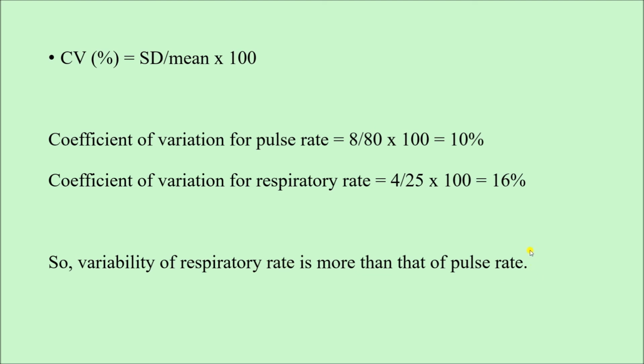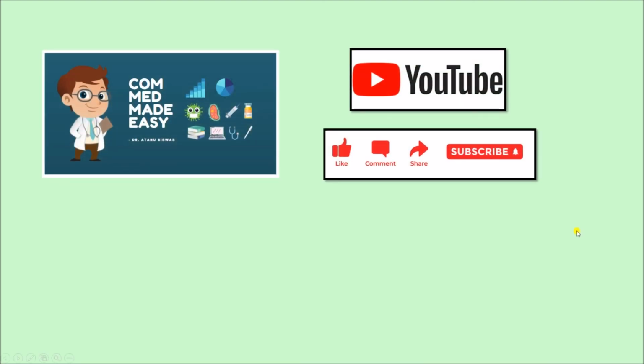So in a group of 100 male subjects, from the standard deviation and mean values of pulse rate and respiratory rate, we can mention which variable has higher variability. So in this example, respiratory rate, which is 16% variability, has more variation as compared to the pulse rate, which is 10% variability. So with this, we conclude today's session on measures of dispersion.